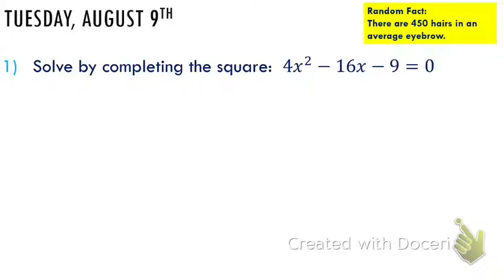All right, so question number 1, completing the square. You should have the steps on how to do that. So what is our first step? Move C. So that means I have to add that 9 to the other side.